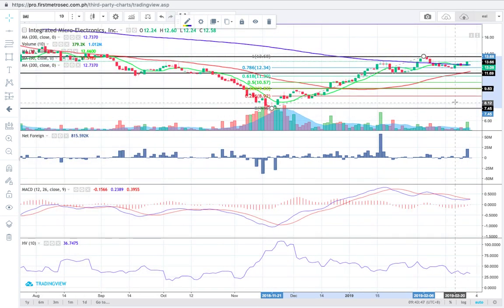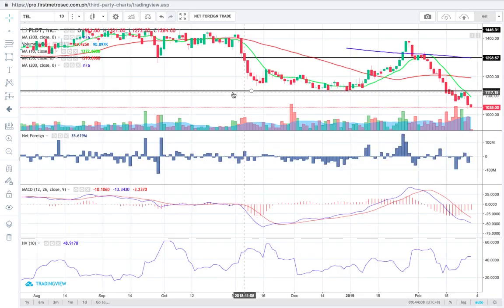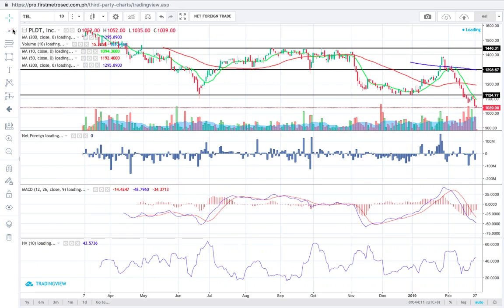All right, so I think that's all for the top five gainers for February 27. So we discussed Green, House, STR, HVN, and IMI. Now let's go on to the top five losers as of February 27, 2019. So the first stock that I'm going to discuss is PLDT or TEL. Let's see.